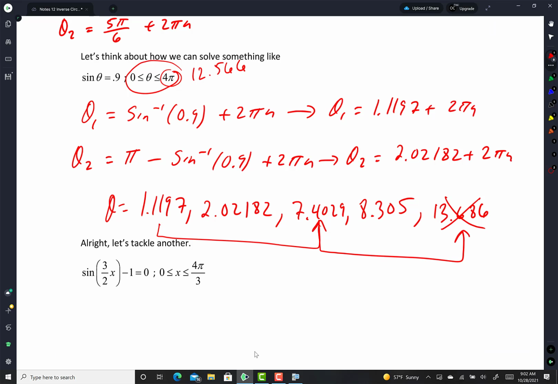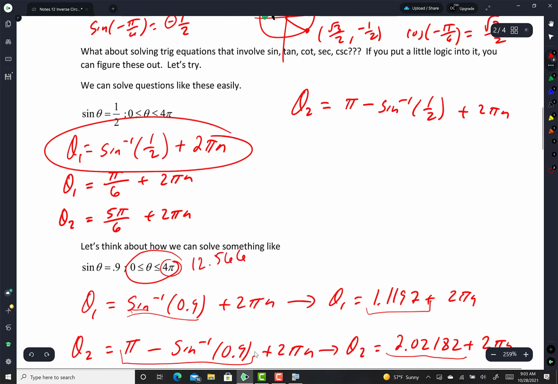Okay, wait, what did you do? I pushed arc sine of 0.9 and it gave me 1.1197, and then I pushed pi minus arc sine of 0.9 and it gave me 2.02182. That's the one that you added. The one where I put the pi minus, because remember I said, how do I get the answer in quadrant 2? I found my reference angle and I subtracted it from pi. Okay.